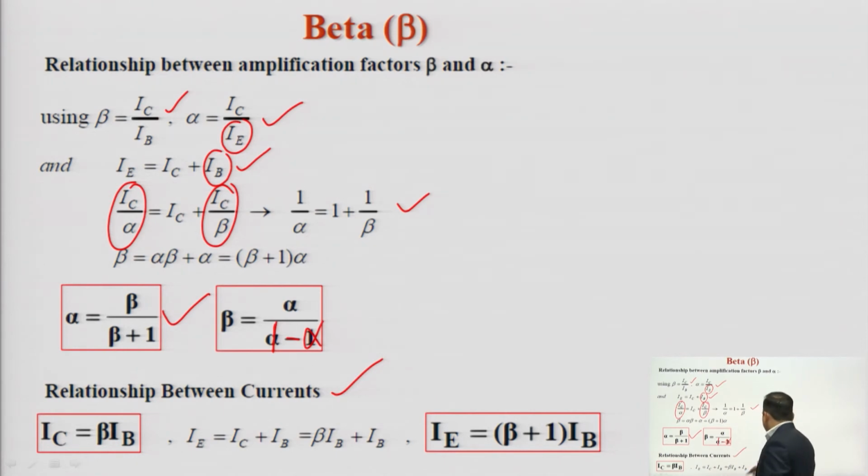So, we have one more relationship between the currents also: IC equals beta times IB, and IE equals (1 plus beta) times IB. So, if this IB is known and beta is known, we can find out the value of the emitter current. These relationships may be used for numerical purposes, if you want to find out the collector current with the help of base current.